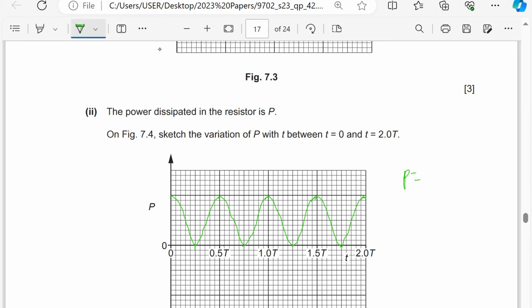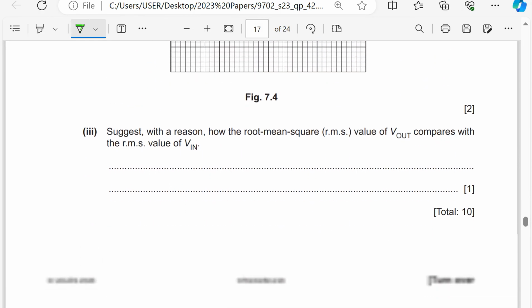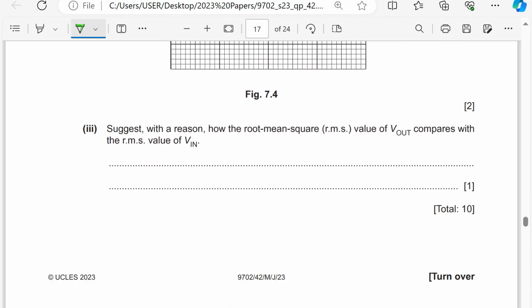Remember, power is equal to V naught times I naught, or it is V naught squared over 2R. So it means the maximum power, let me call this one P naught, and the graph of power is always above the x-axis. Okay, suggest with a reason how the root mean square value of V out compares with the root mean square value of V in. So remember, V root mean square is equal to V naught over root 2.